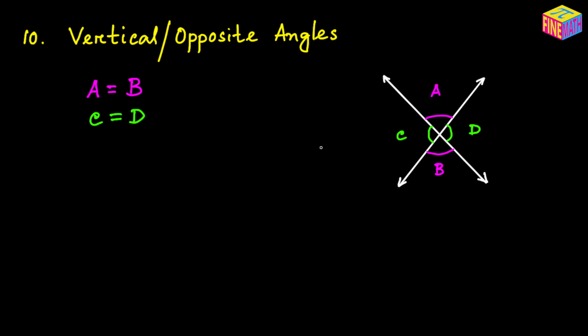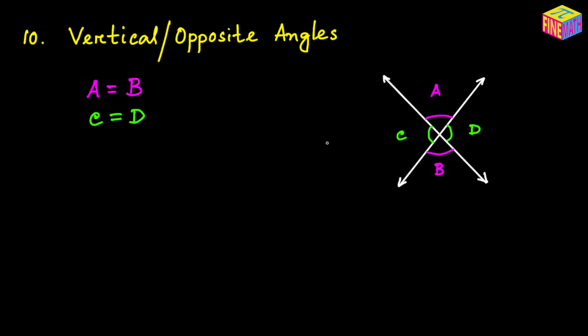But what you need to learn here is, what is a vertical angle? Well, it is actually a pair of angles. It's not a single angle, it's two angles, right? Angle A and angle B are vertical angles. Similarly, angle C and angle D are also vertical angles, and their one property is that they will be equal to each other. I mean, A will be equal to B and C will be equal to D.